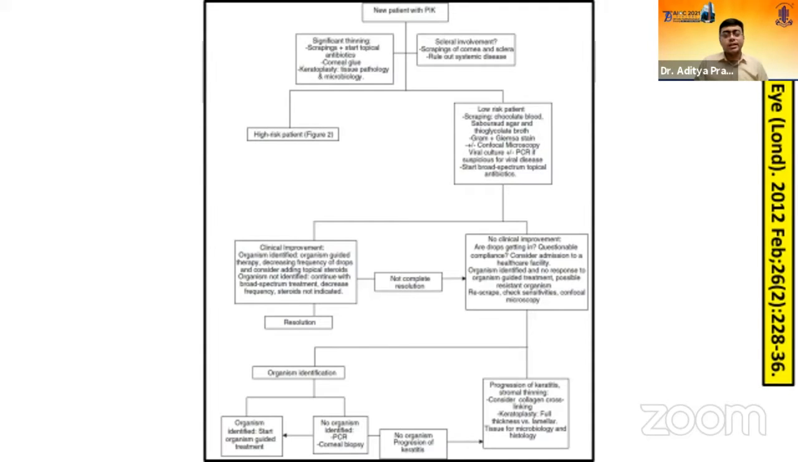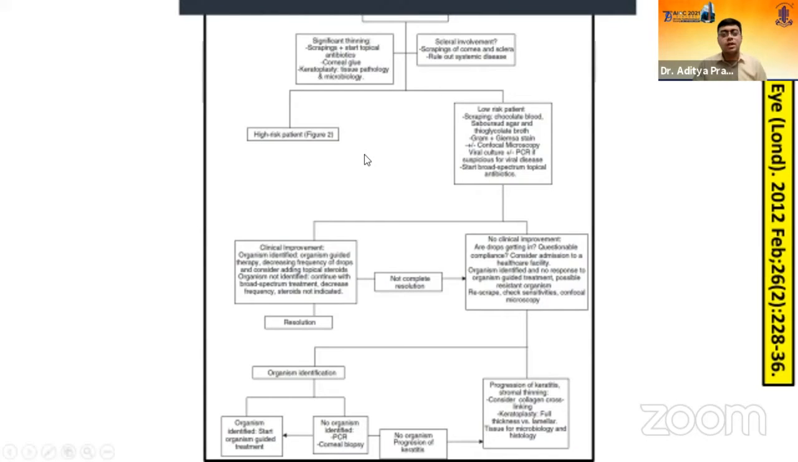They have divided the patients presenting at their clinic into two categories, high risk and low risk. High risk is patients who have a history of trauma, or are contact lens users, or have a poor ocular surface or any systemic comorbidity. And low risk is patients just having the keratitis, nothing else. So a new patient whom you think has infectious keratitis has come to your clinic.